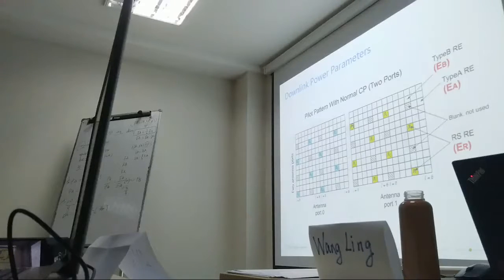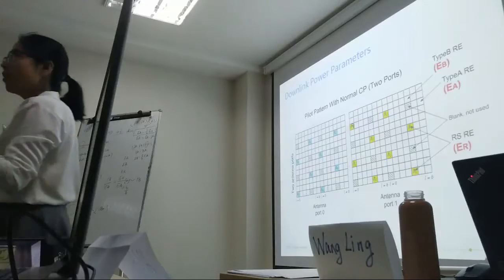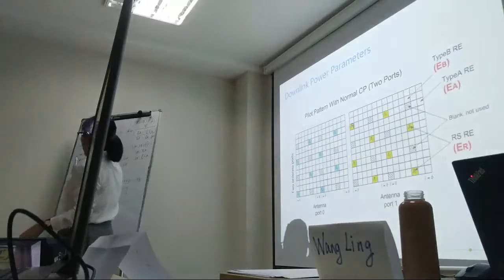So for EA, this is the definition. The type A symbol means this symbol only contains type A RE. The RE types are the same, so the power is the same. I can divide 1,200 directly. But if I use EB, the EB and ER may be different. The power may be different.